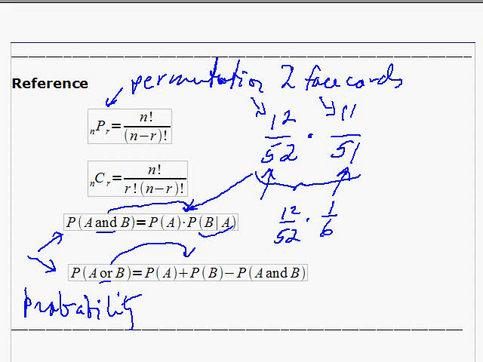Okay, the next formula here is the probability of A or B. So it's the probability of A plus the probability of B minus any overlap between the two of them.